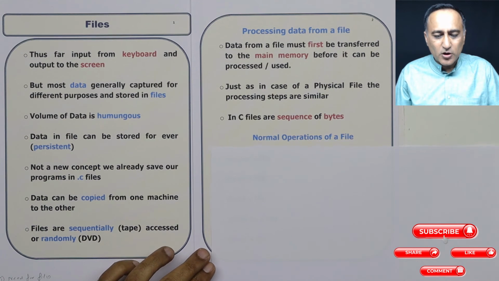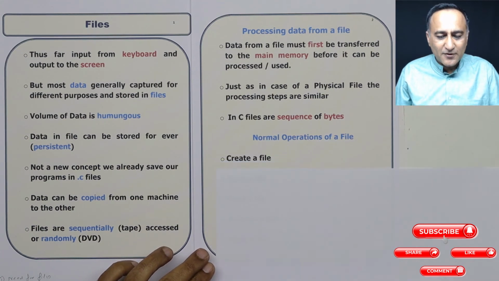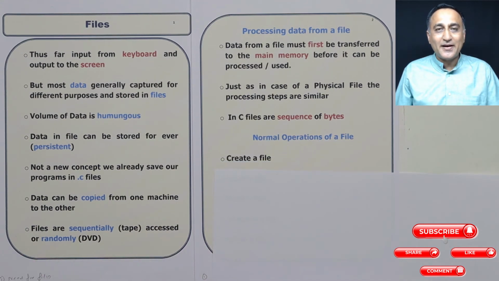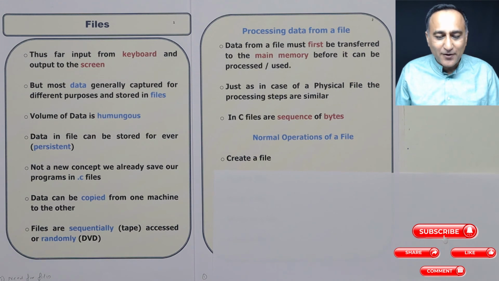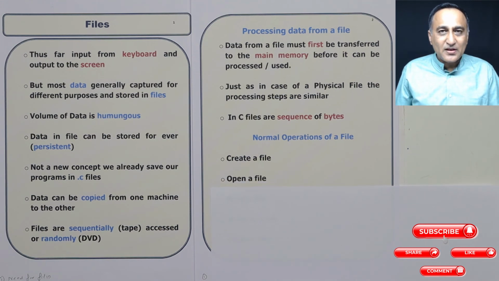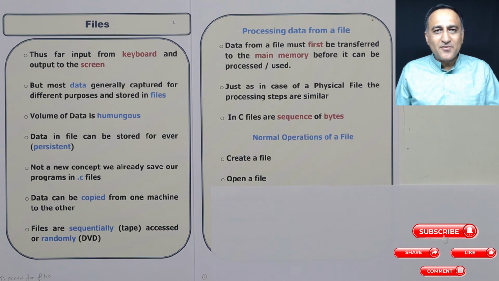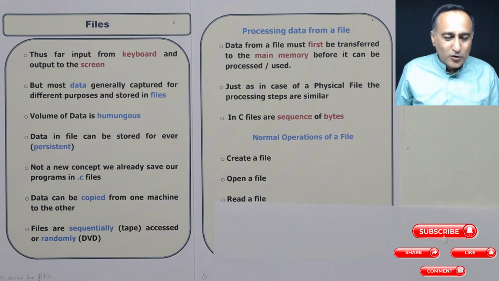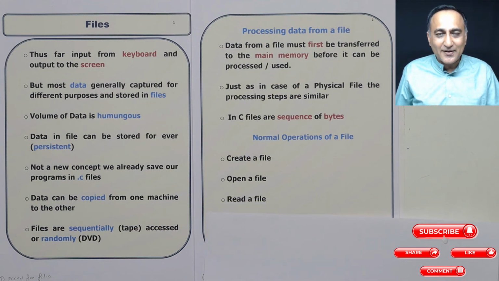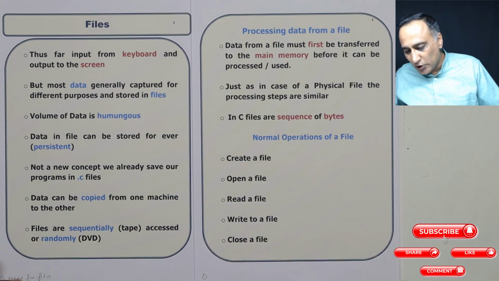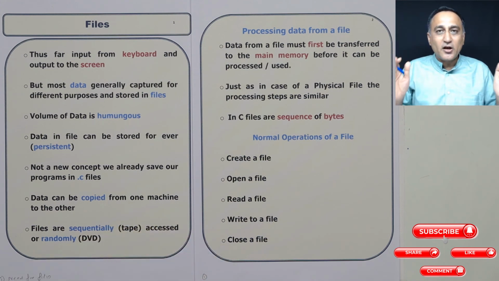Now, as I told you, what are the normal operations on a file? First thing is you need to create a file. Suppose you want to write a Word document. First time you will say file new because you're creating a file. Next time, if you want to use that in future, you will open that file. Then if you want to read it, you can read a file, you can write to that Word document, or you can close that particular file when all your work is done.